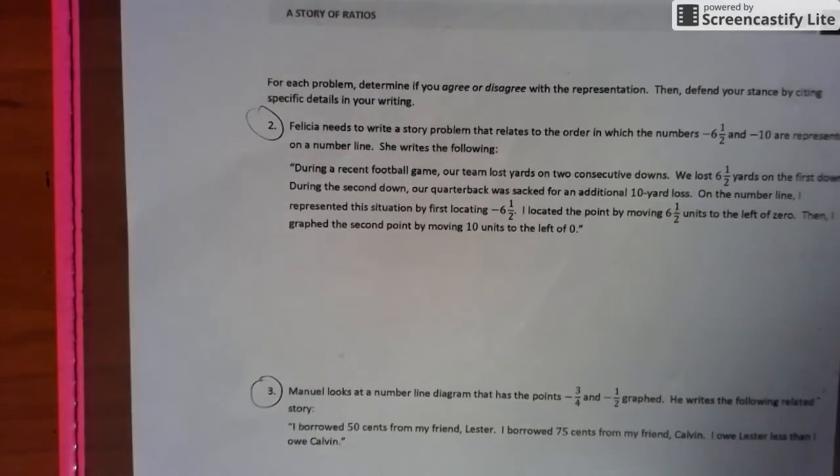So Felicia needs to write a story problem that relates to the order in which a -6.5 and a -10 are represented on a number line. She writes the following. During a recent football game, our team lost yards on 2 consecutive downs. We lost 6.5 yards on the first down. During the second down, our quarterback was sacked for an additional 10-yard loss. On the number line, I represented this situation by locating a -6.5. I located the point by moving 6.5 units to the left of the 0. Then I graphed the second point by moving 10 units to the left of the 0. So we have to basically see if we agree or disagree with her.